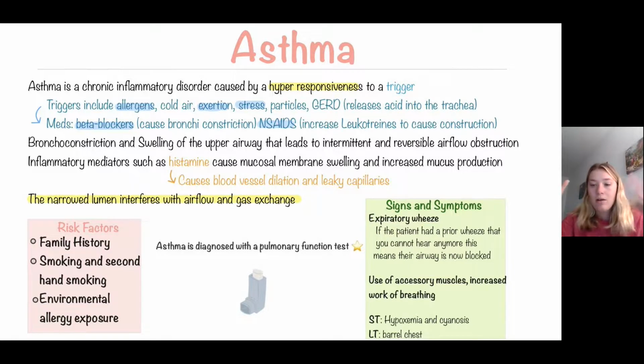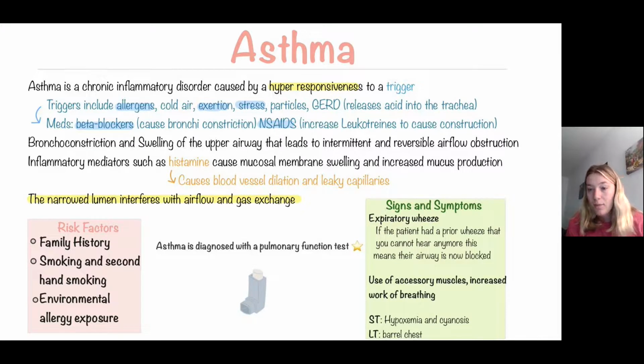So what are we concerned about? Our airway gets smaller and smaller, it gets clogged, and now my patient cannot breathe as well. So this is going to interfere with airflow and gas exchange. Again, there's a really high genetic component with asthma, but also smoking, secondhand smoke, really puts the patient at risk.